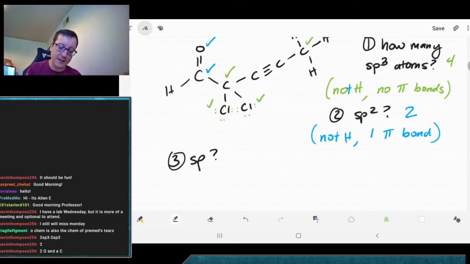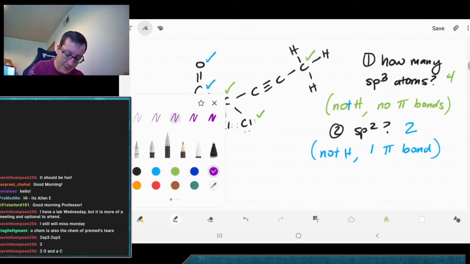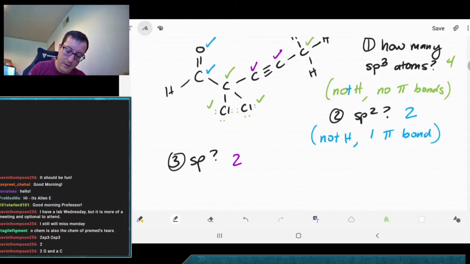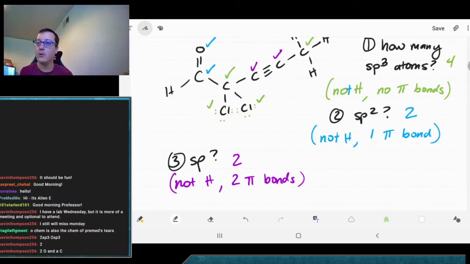And then if we're looking at sp, as we've already just said, we're going to have those 2 be our sp hybridized carbons. So we're going to have 2 of those as well. All right, so again, no hydrogens, and we're looking at 2 pi bonds. And so that'll be those 2 carbons there.